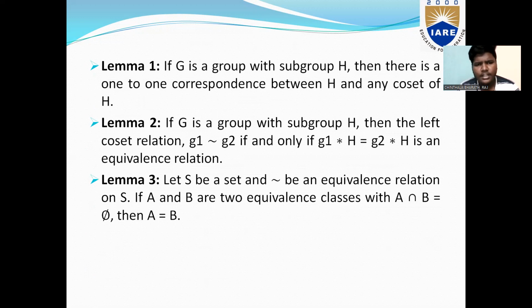Lemma 2 says that if G is a group with subgroup H, then the left coset relation, g1 is related to g2 if and only if g1H equal to g2H, is an equivalence relation. Lemma 3 says that let S be a set and ~ be an equivalence relation on S. If A and B are two equivalence classes with A intersection B equal to empty set, then A equal to B.